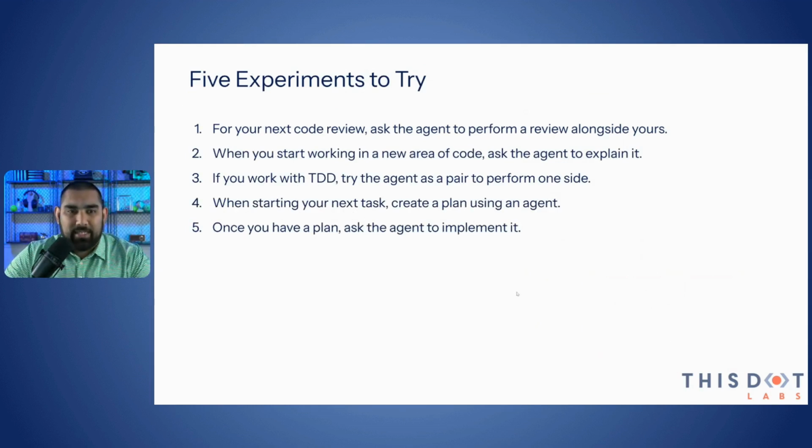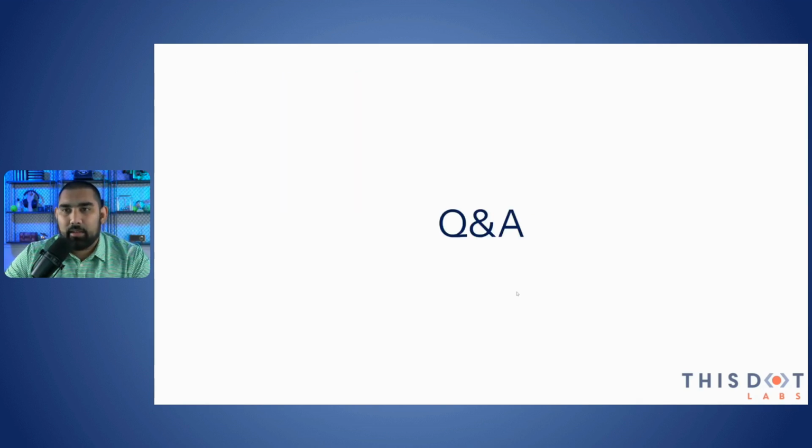At this point, I basically implore you to have five experiments to try. For your next code review, if you've never done this before, maybe ask the agent to perform a review alongside yours. When you start working in a new area of the code base, ask the agent to explain it, and when it's doing so, find out more. If you work with TDD, and I'm a big fan of TDD, try the agent as a pair to perform one side. When starting your next task, create a plan, use that agent, and just see what happens. Once you have a plan, ask the agent to implement it.